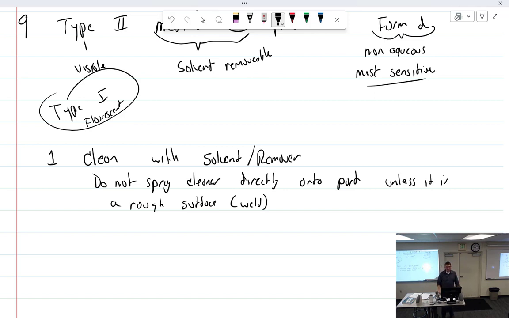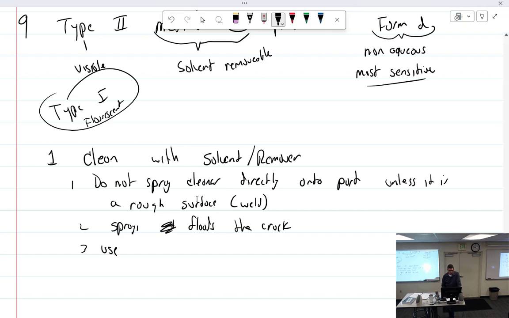But why would you not want to spray it directly onto the part? Because it soaks into any kind of cracks. It's hard to get this stuff out and get it all nice and clean. Spraying floods the crack. That's bad.